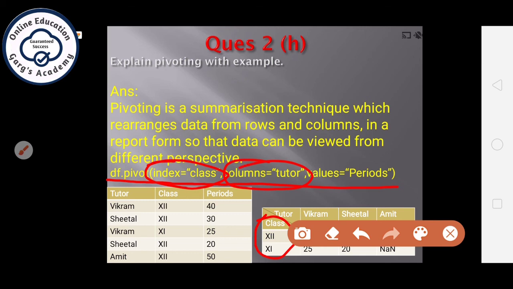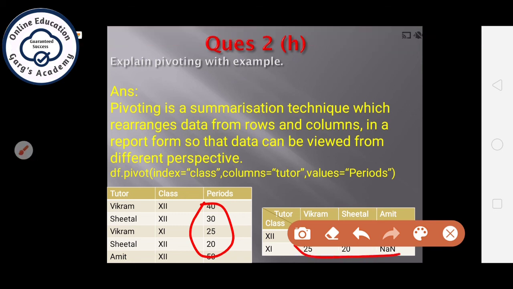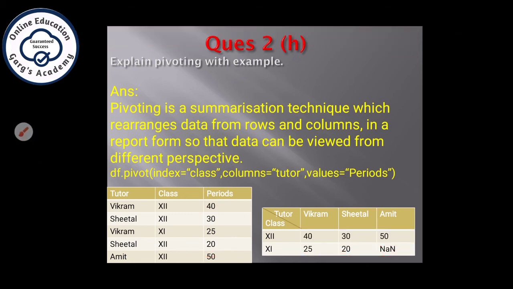If we write columns equal to tutor, it means names of the tutors will become the columns, and values equal to periods means these values will become the values of this perspective. Here you can see, if Mr. Amit is not taking +1 class, then NaN will be inserted in this column.